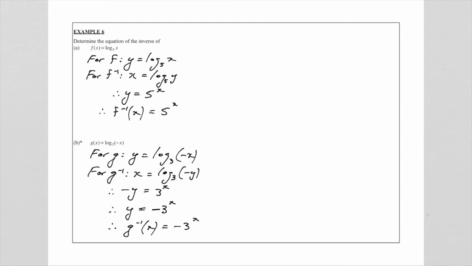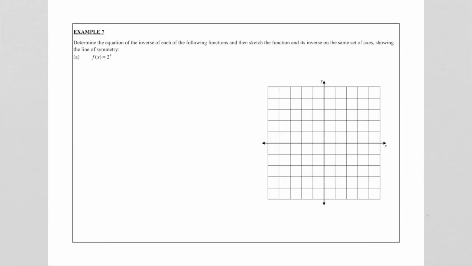So let us now look at example 7. In this question, the A part of this question, they ask us to determine the equation of the inverse of each of the following functions, and then we need to sketch the function and the inverse on the same set of axes, and we also need to show the line of symmetry, similar to what we did with the previous functions. So we will start with this one by finding the inverse of this exponential.